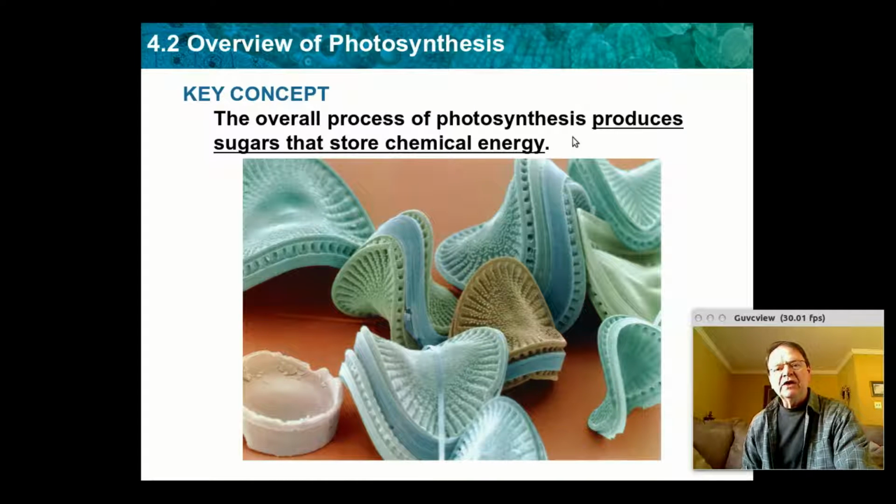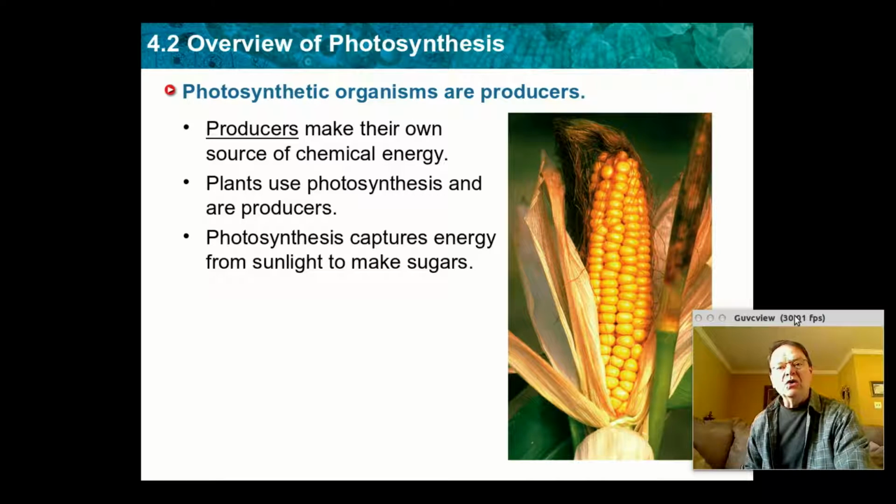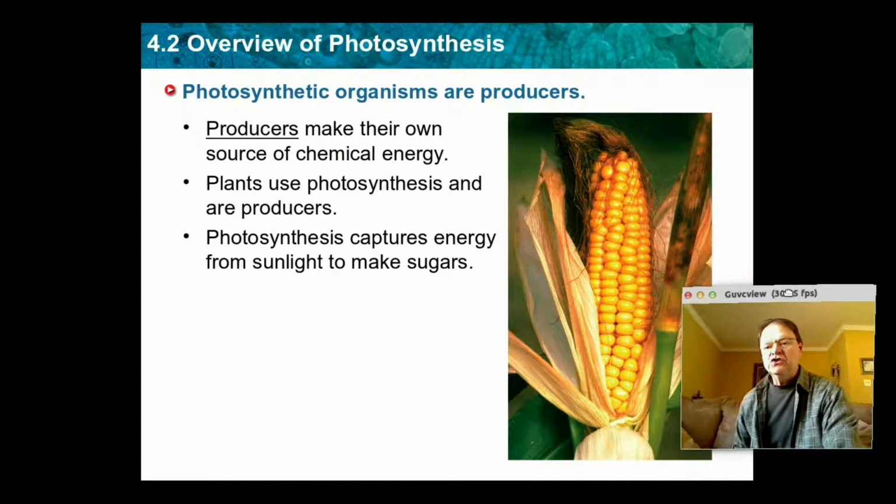Well, let's take a look at how photosynthesis actually takes sunlight and converts that into usable energy in the form of sugars that are stored in the food that you and I eat. Now, photosynthesis occurs in organisms that we group together and call producers, such as corn that you see growing out in the fields near where we live. And plants use photosynthesis in order to make sugars.